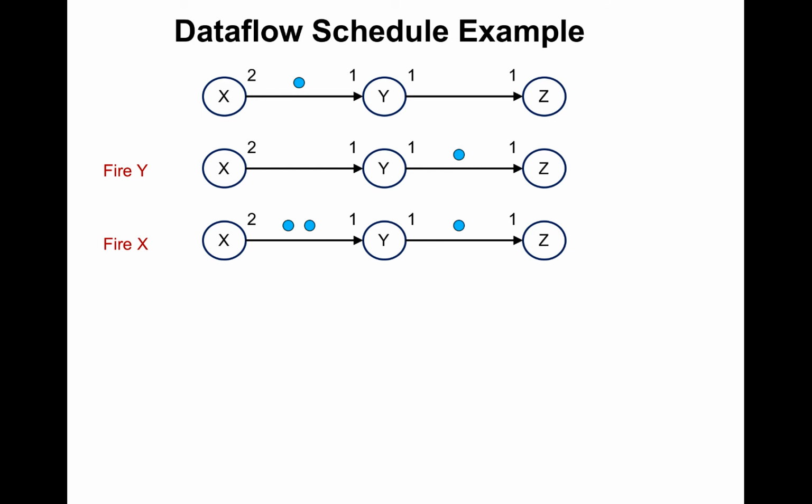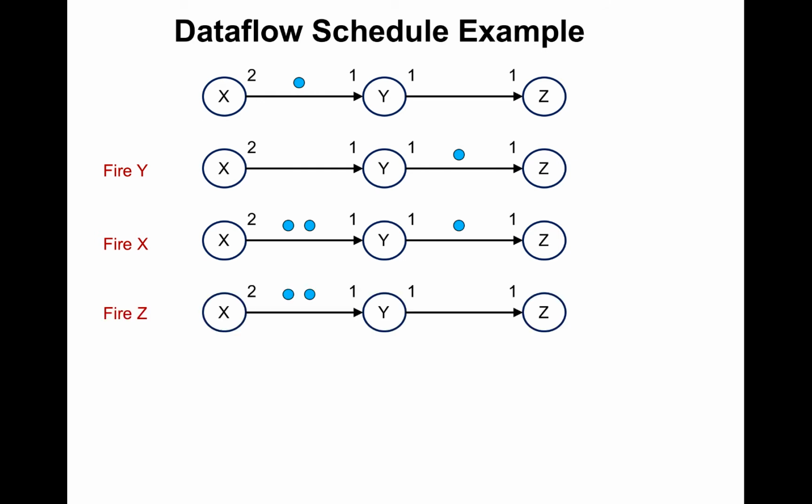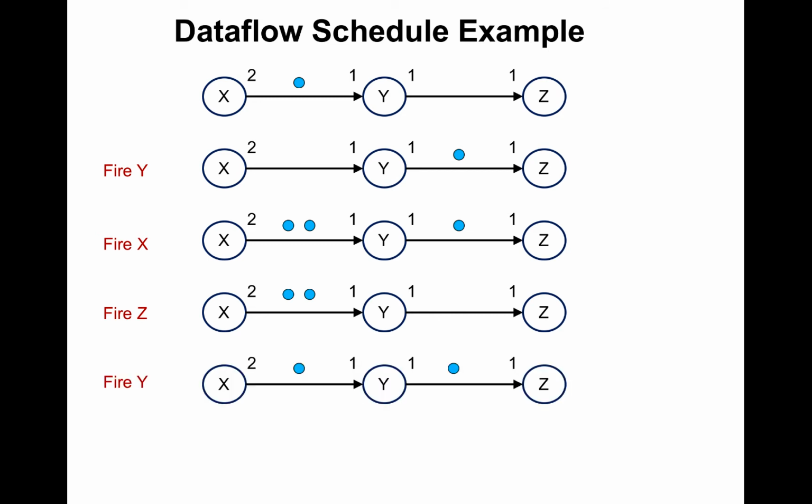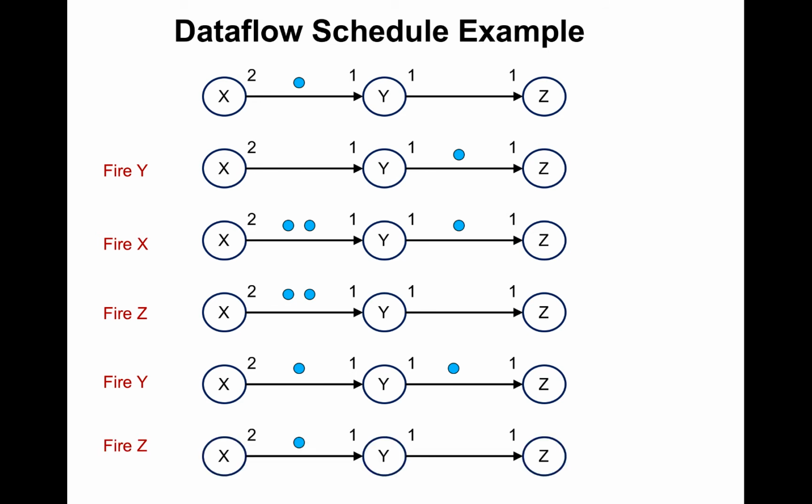X generates two tokens. Now we have two tokens on the first edge and one token on the second edge. We fire z, that consumes the token at its input. We then fire y, which consumes one of the tokens at its input, leaving one other token still on the first edge. And now we fire z again, and it consumes the token on the second edge.